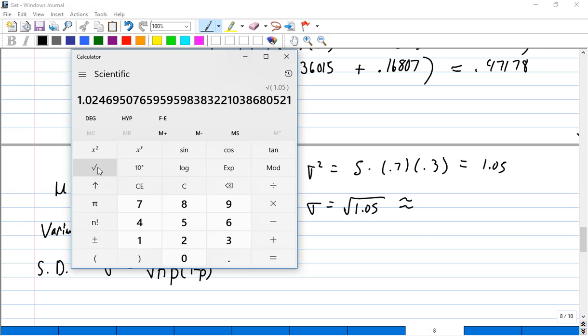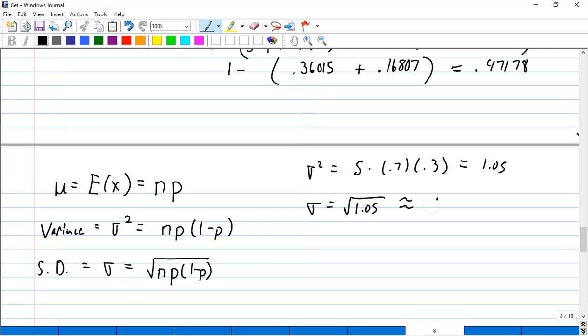So I'll just say 1.025. It just depends on how many decimal places your homework asks for. So finally, a standard deviation and a variance is easy to find. All right, that's the first one. So I need to put a lot of those on the test, right?